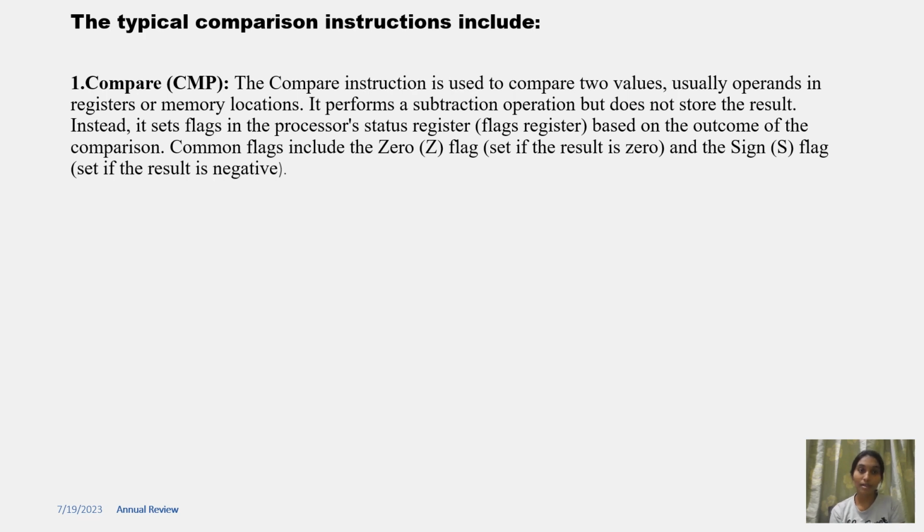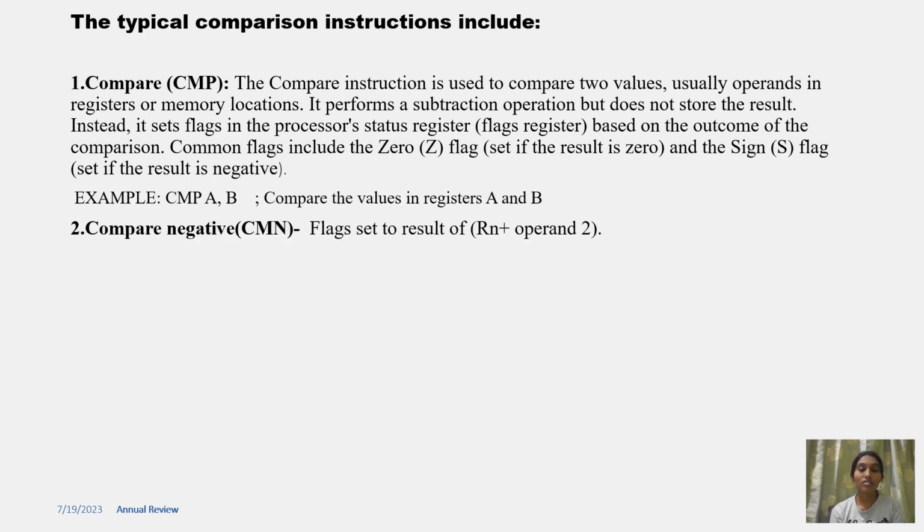The first one is compare, which is represented as CMP. The compare instruction is used to compare two values, usually operands in the register or memory locations. It performs a subtraction operation but does not store the result. Instead, it sets flags in the processor status register based on the outcome of the comparison. Common flags include the zero flag, set if the result is 0, and the sign S flag, set if the result is negative. Example for compare is CMP A, B. That is, we compare the values in the register A and B.